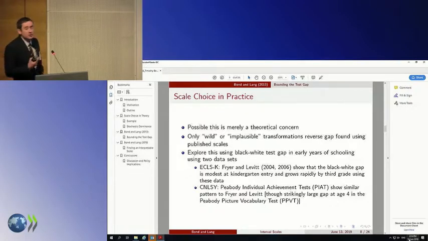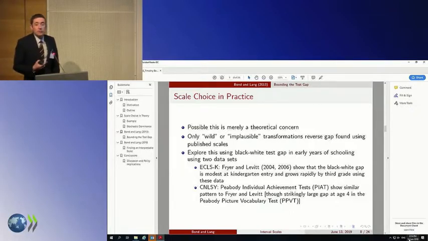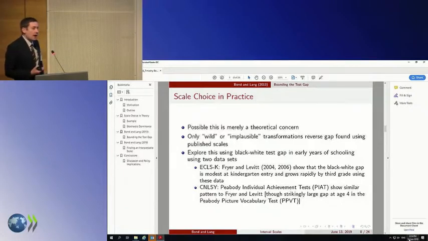So we're going to use two data sets here. The first one is from the ECLSK. The ECLSK is an American longitudinal data set that followed a representative sample of children starting in kindergarten, going up through third grade in the sample that we're looking at. The reason that this is interesting for us is that a couple of influential papers by Fryer and Levitt in the early 2000s used these data to find that the black-white test gap was very small in kindergarten and grew rapidly by third grade, which had quite an influence on the direction of the literature on exploring where these racial differences came from.